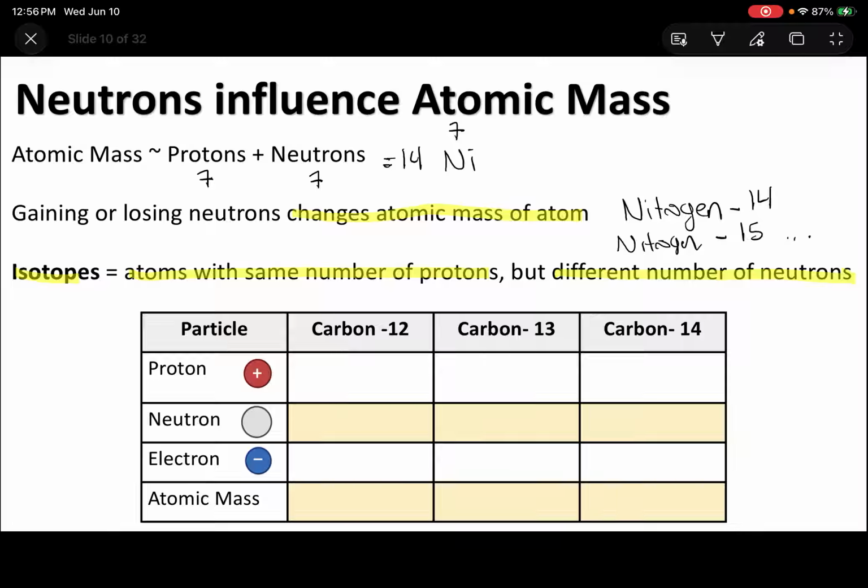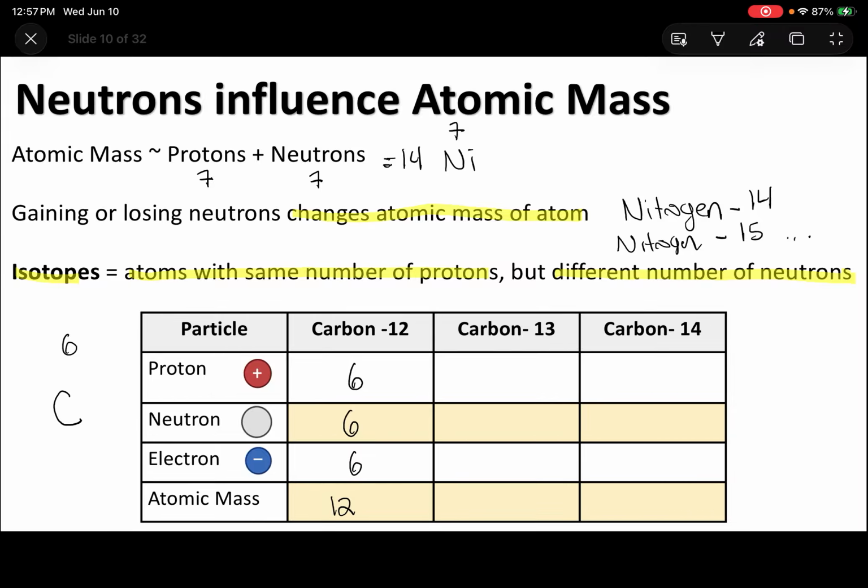So let's practice this idea with the element carbon. Carbon has the atomic number of 6. So how many protons will we find in carbon? You would be right if you said 6. How many neutrons would we find in carbon? Also 6. How many electrons? 6. And what would the atomic mass of carbon be? It would be the number of protons plus the number of neutrons, which would get us 12. Okay, so we call normal, old, everyday carbon, carbon 12.